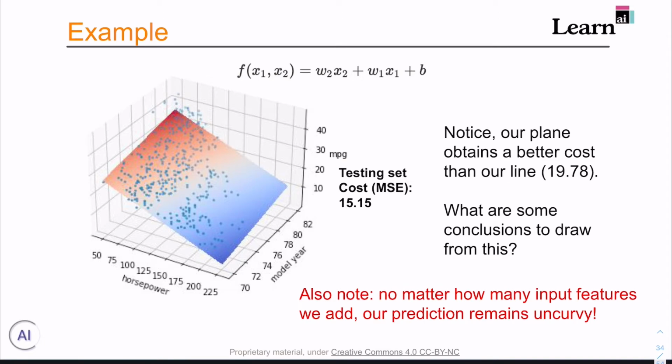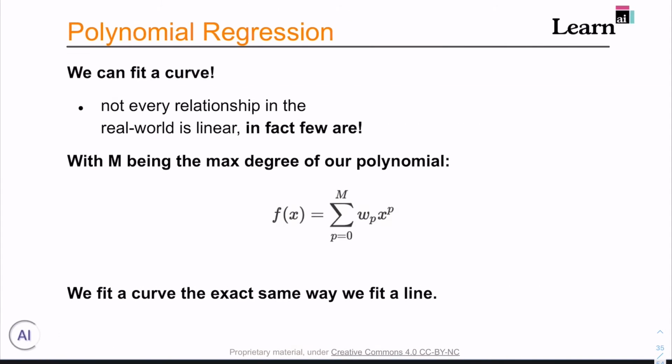Important to note here, very important to note, no matter how many input features we have, our prediction remains uncurvy, right? We're still linear here. These x values are still raised to the power of 1. They're still linear. No curves, straight. It's a plane. It's straight. It's a linear relationship. That's about to change, though.